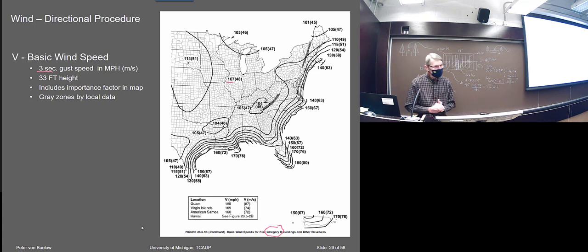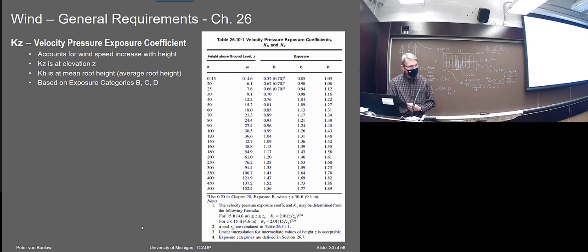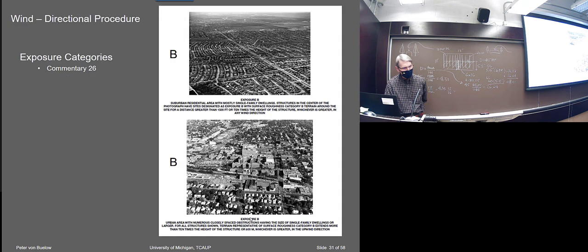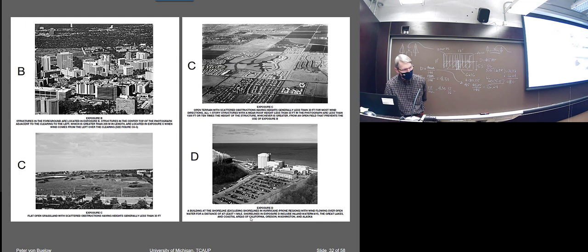Okay, and what do we got? And at a 33-foot height. Okay. So this is just a table that gives you the effect of height. So as you go up higher, you get this factor based on exposure that you multiply. The higher you go, that increases. These are again the exposures. Okay, we've already looked at those.